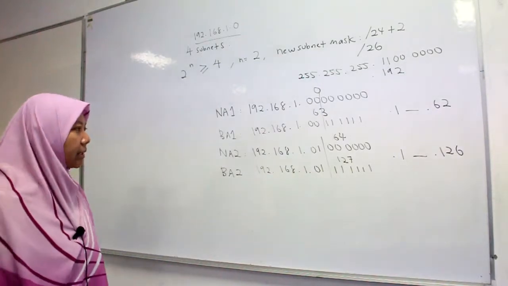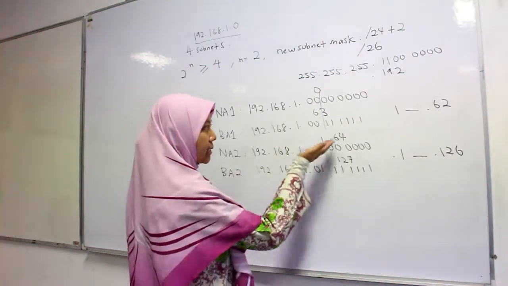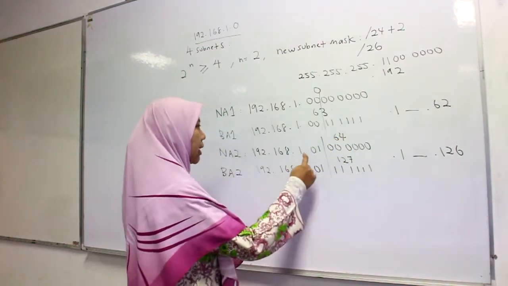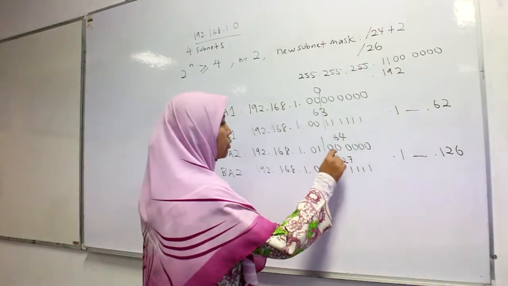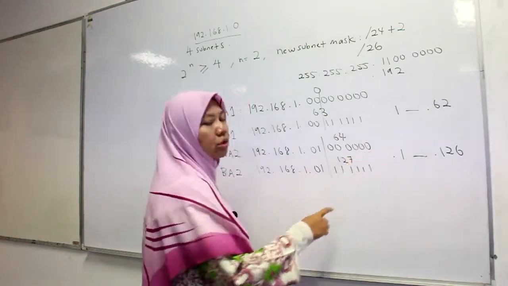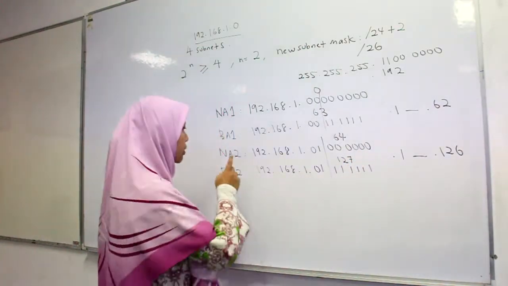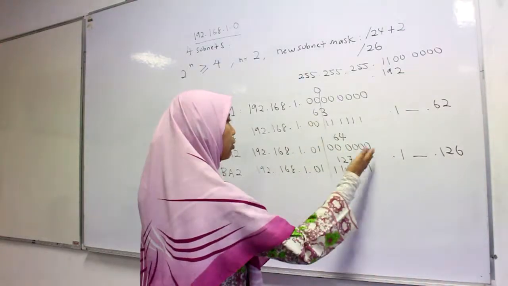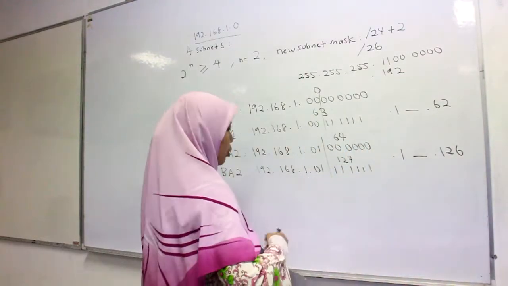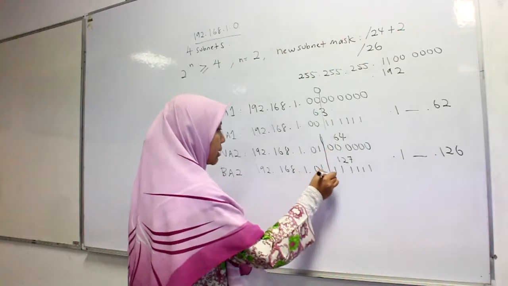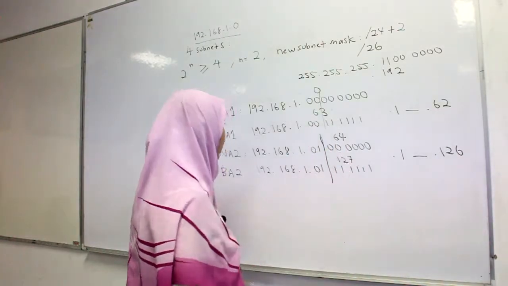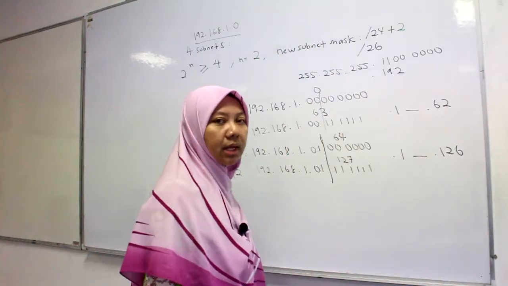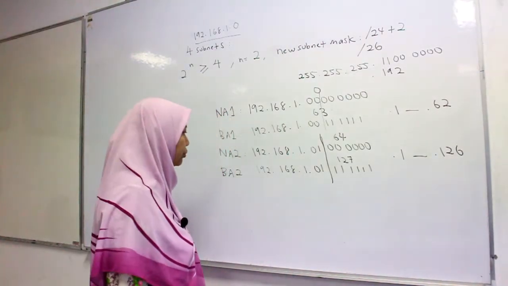Okay, the second subnet. The next address is .64. When you convert it to binary, you get 01000000. To get the network address, the host part must be 0. This is our host part. Remember, we filter up to 26 bits. So you get 192.168.1.64 as the network address for subnet 2.